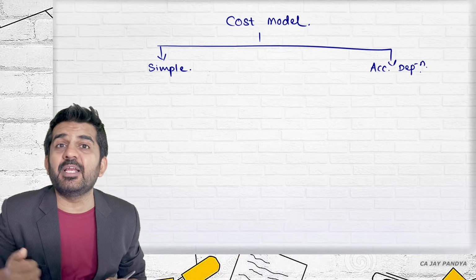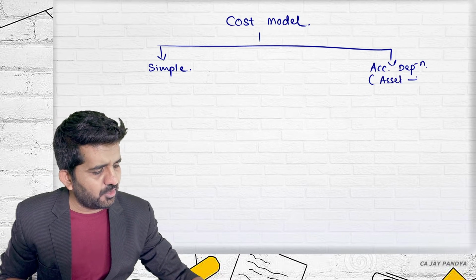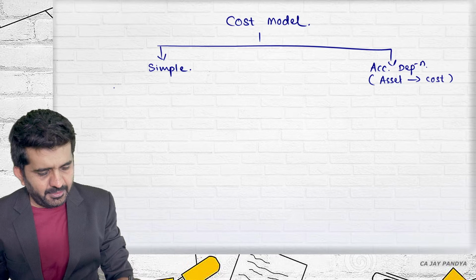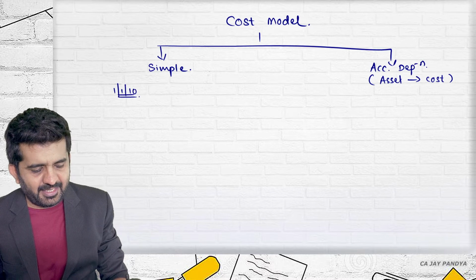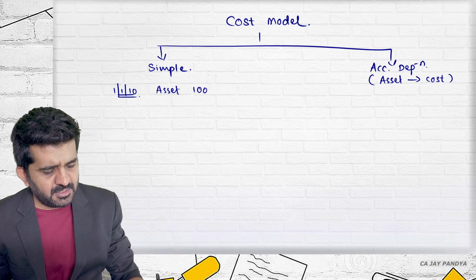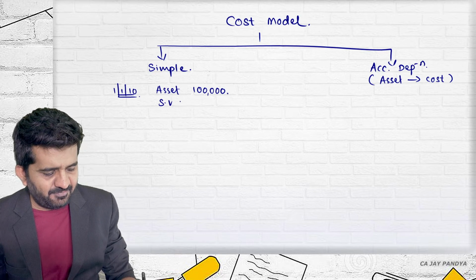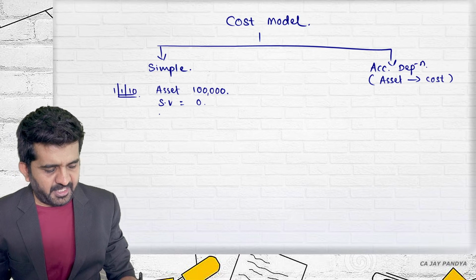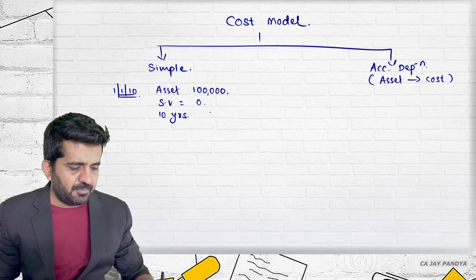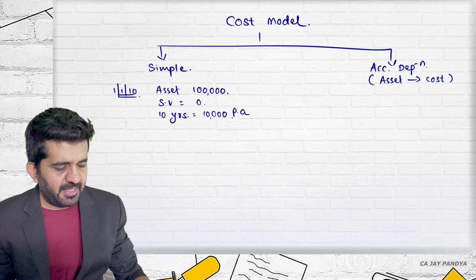What happens in the accumulated depreciation method is every year the asset is shown at cost. I'll explain both the methods. Let us first understand the simple method. On 1/1/2010, I have purchased an asset, PPE, worth rupees 1 lakh. I need to depreciate it. Its scrap value is 0 and I need to depreciate it over 10 years. We all know SLM, straight line method. Every year my depreciation will be 1 lakh divided by 10, that is 10,000 rupees per annum.